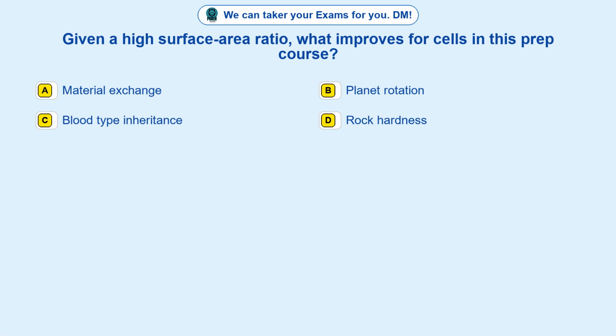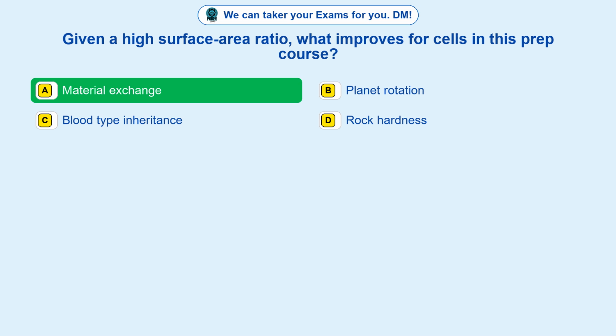Question 26. Given a high surface area ratio, what improves for cells in this prep course? Option A, material exchange. Option B, planet rotation. Option C, blood type inheritance. Option D, rock hardness. The correct answer is option A.